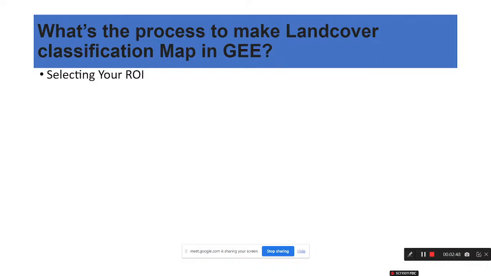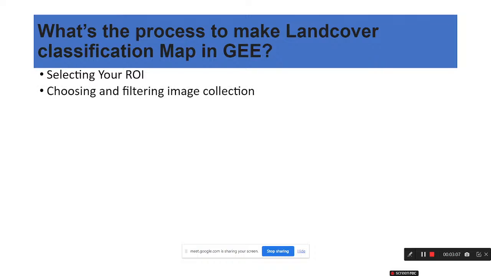You can easily import your shapefile in your Google Earth Engine platform. Suppose I want to make the land use land cover classification map for Dhaka city. So I simply import the boundary shapefile of Dhaka city in Google Earth Engine platform. So I simply import my boundary shapefile. This is my first step.